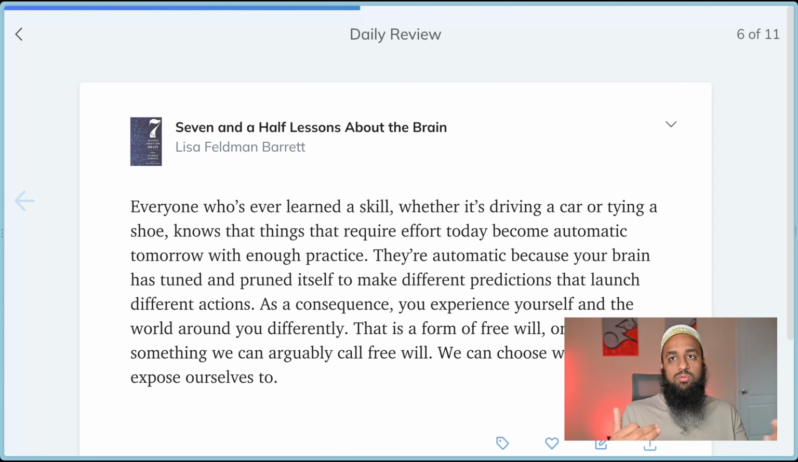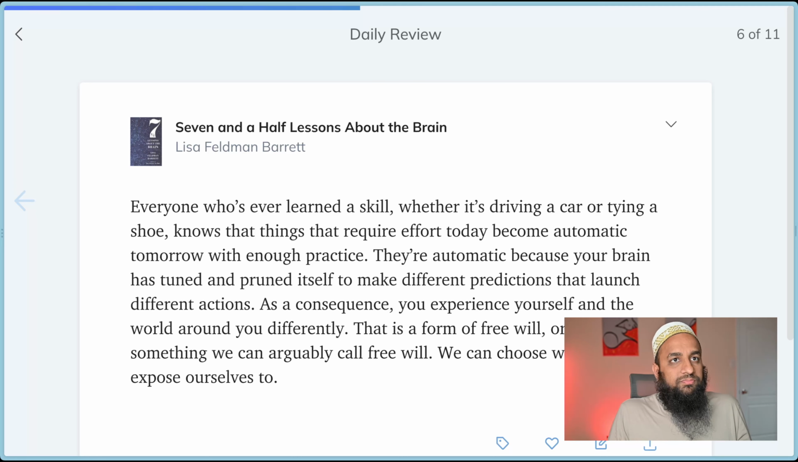It's not like the brain is giving you a choice, but we can choose what we expose ourselves to, and that rewires our brain, and that's a form of free will. Not in the deterministic sense of that Rene Descartes' determinism, but we still have some control over what we choose. I'm not saying we have absolute control, but we have some control, and that is a form of free will.